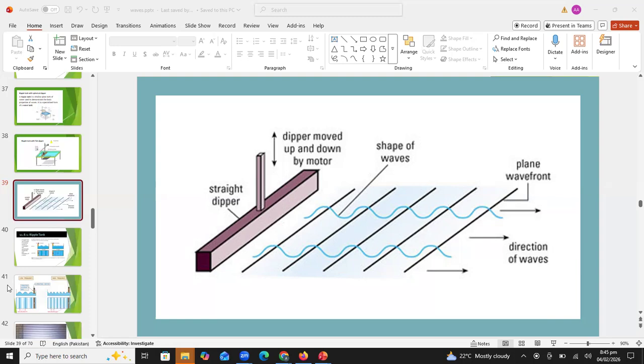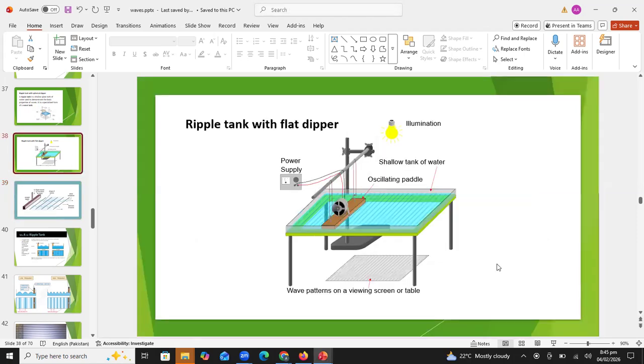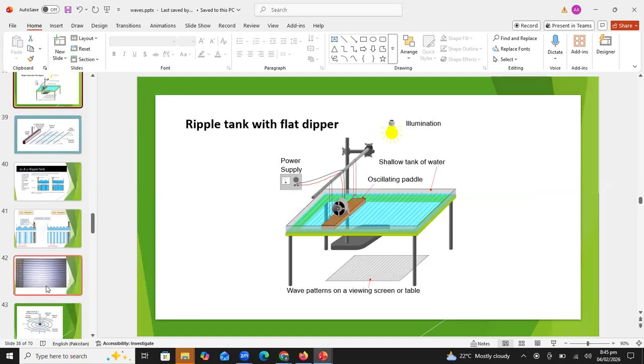Basically, a ripple tank is a simulation of any actual waves. It's a simulator, basically. So we can study earthquake waves as well. We can study tsunami waves as well, with high frequency, with the help of the ripple tank. All right, it's a type of simulator which we can use to study the different properties of waves. Is it clear to you, everyone?